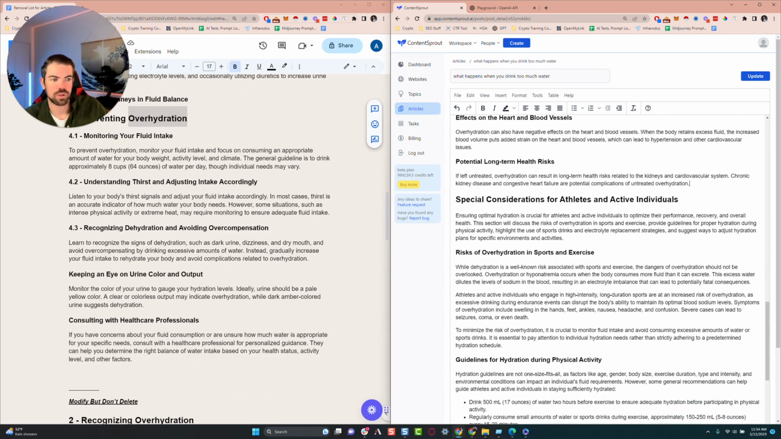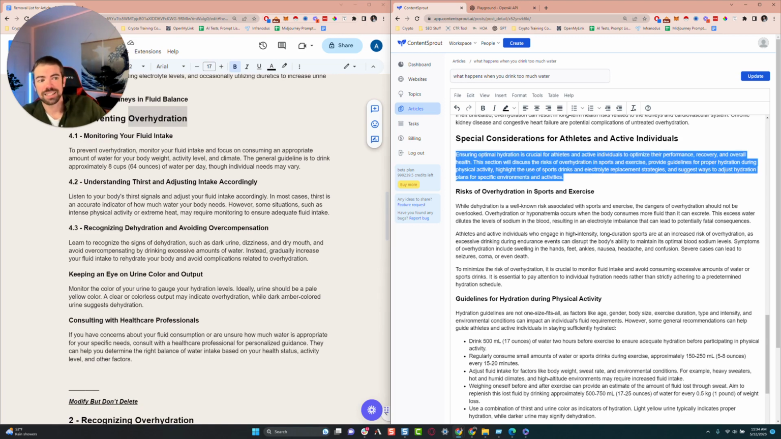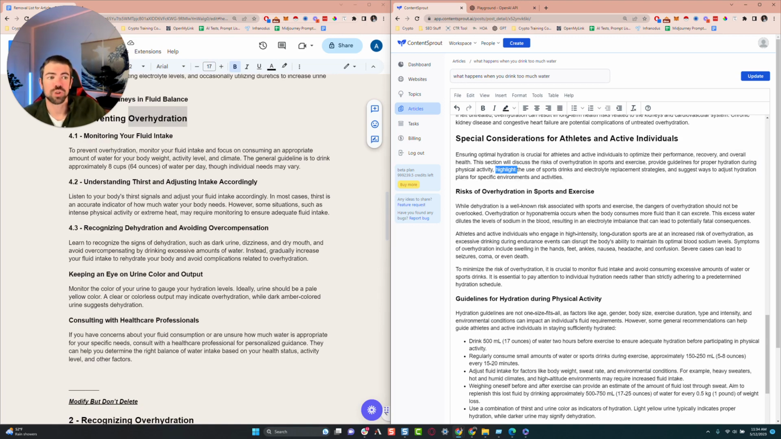So ensuring optimal hydration is crucial for athletes. Cool. Risk of it in sports and exercise. This is a good context. If I'm trying to talk, let's say it's like I'm selling sport drinks or sport hydration. If this was Gatorade and they were writing this article, this is the context that they would want. You have to choose one, but don't go all over the place.